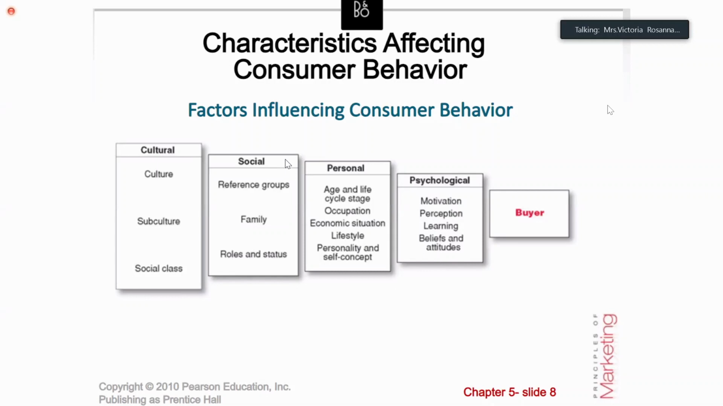Right. If you take the culture, there is culture, subculture, social classes. Social, the reference groups are there, family, roles and status. Personal, regarding age, occupation, economic situation, there are many things. Even if it is psychological, motivation, perception, learning, right? So these are many things that we have to really go through.